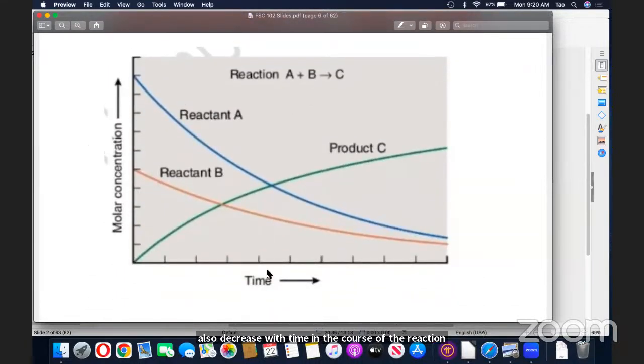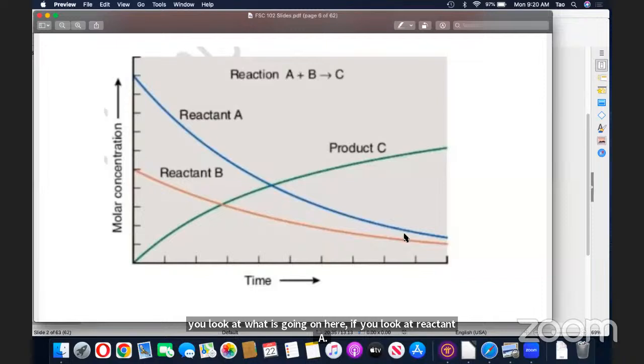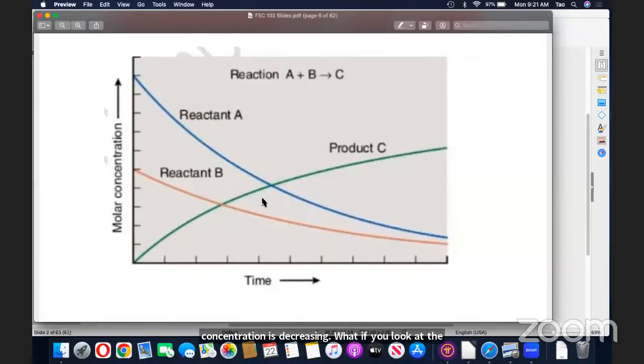Now, this is a demonstration of the relationship between concentration and time in the course of a reaction. If you have a reaction A plus B to give you C, if you look at reactant A, the concentration is decreasing. Reactant B also, the concentration is decreasing. But the concentration of the product is increasing in the course of the reaction. Now, you can determine rate of reaction using any of these reactants.